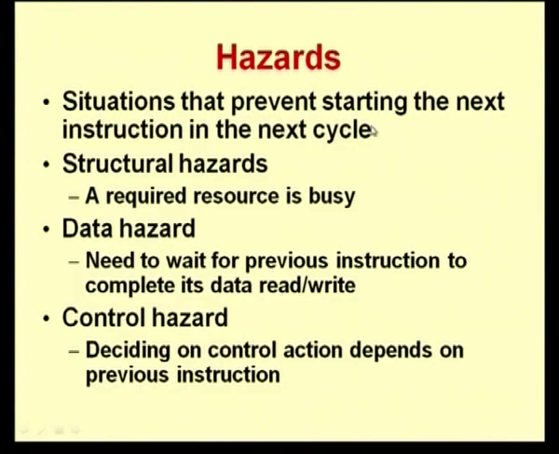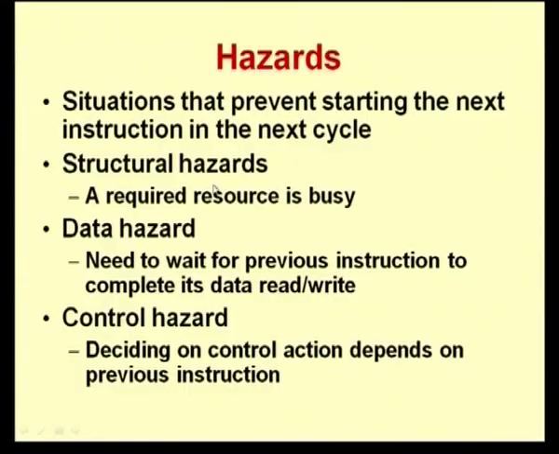Now, remember, the idea of pipelining itself is based on the fact that in every clock cycle I should be able to start a new instruction. Which obviously also means that every clock cycle I will be finishing one instruction. So, that is the fast execution that we are expecting. If there is any situation that is preventing you from starting the next instruction next cycle, then we say that we have a hazard. There is a pipeline hazard.